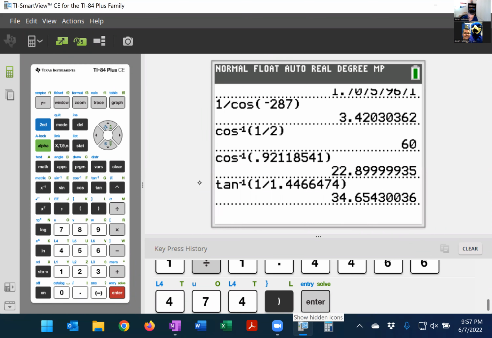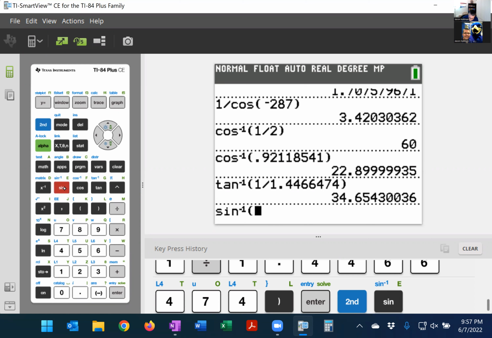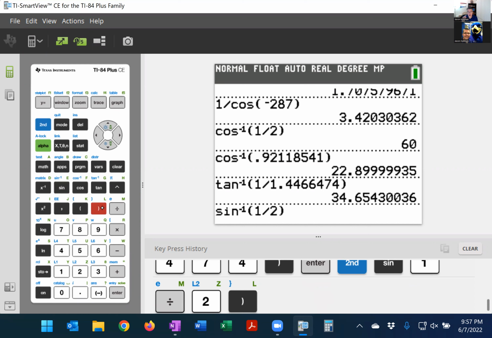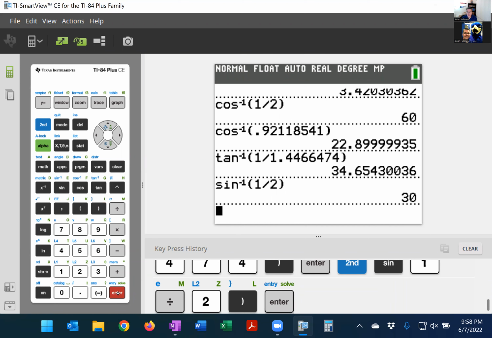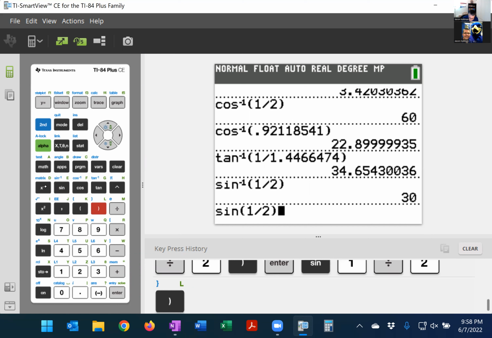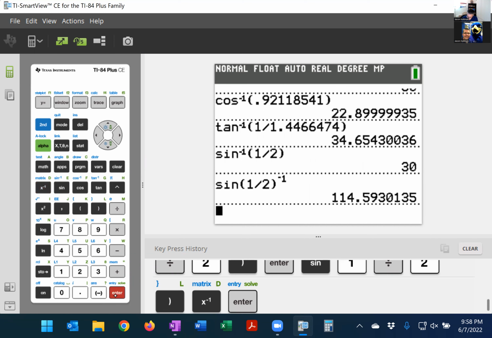Let's do the inverse sine of 1/2. This tells me that I want the angle whose sine is 1/2, and that's 30 degrees. Enter. That gives me a 30-degree angle. However, if I took the sine of 1/2 and then did the x to the -1 key, that's going to give me a completely different value. This is not an angle.